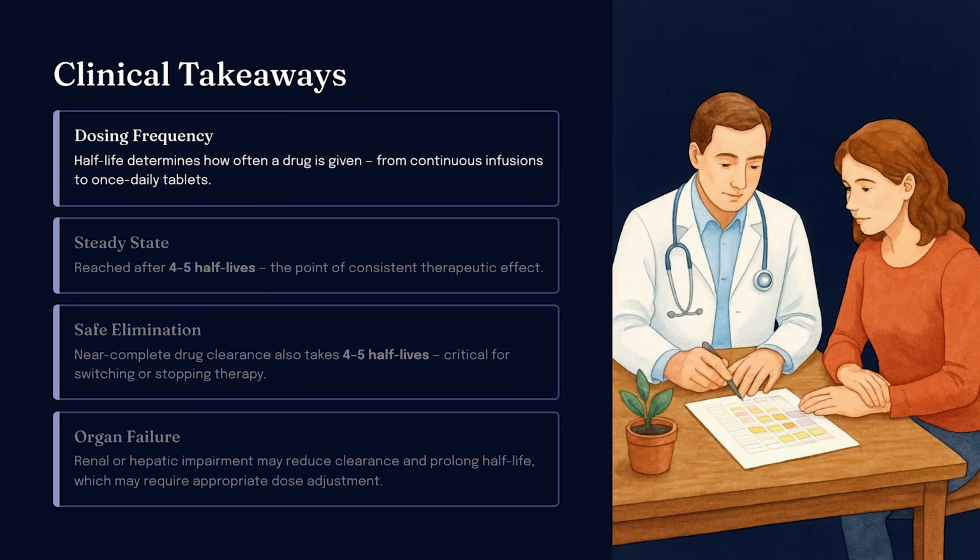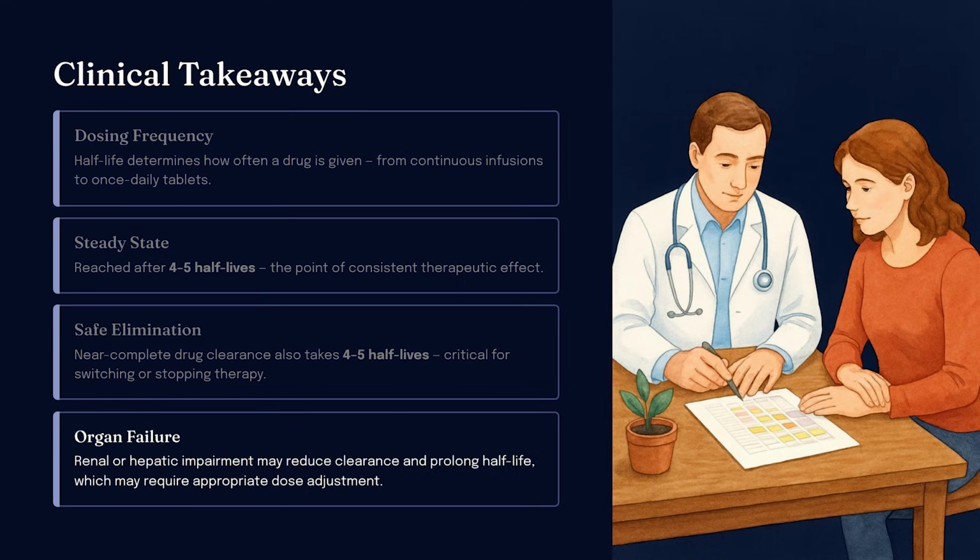First, dosing frequency. Half-life helps determine how often a drug is given, from continuous infusions to once daily tablets. Second, steady state. With repeated dosing, steady state is generally reached after about 4 to 5 half-lives, the point of consistent therapeutic effect. Third, safe elimination. After stopping a drug, near complete clearance also takes about 4 to 5 half-lives. This becomes important when switching or stopping therapy.